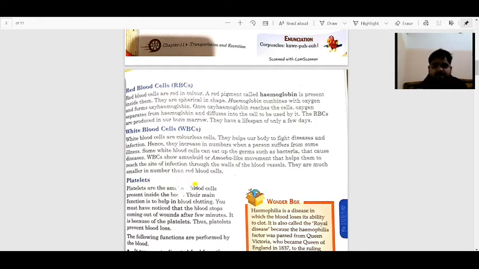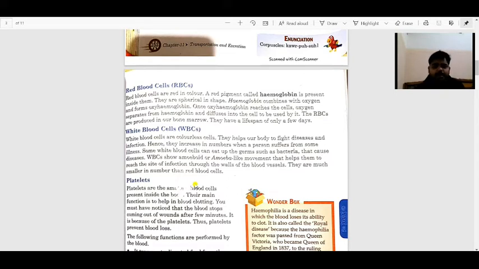So they are the ones which actually fight against any sort of infection, right? Then we have platelets. Platelets are responsible for blood clotting, right? You would have seen that if you got a minor injury, scratches, you will get this coating on that injured part, which is called a blood clot.